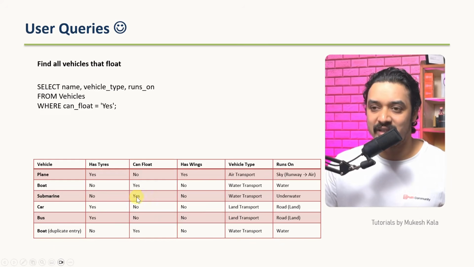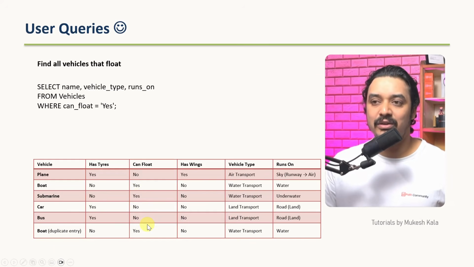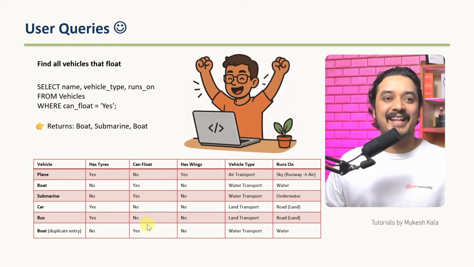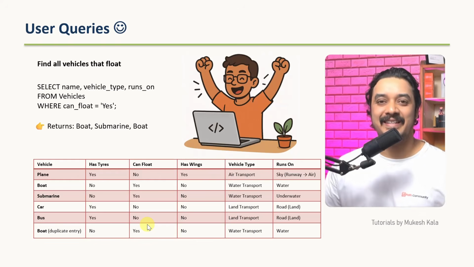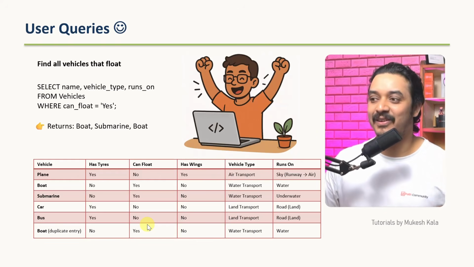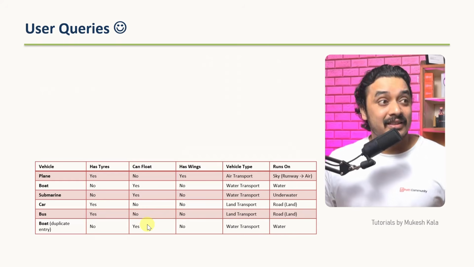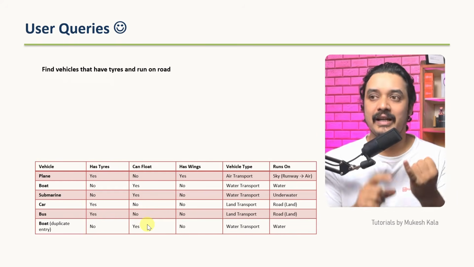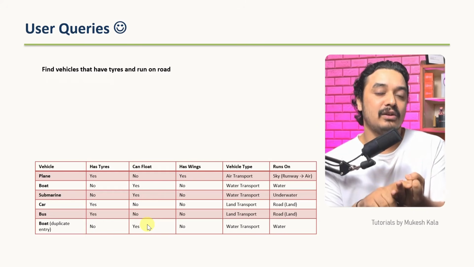So can float is yes for the submarine and the boat. And boom, you get the boat, submarine, and the boat, because it's a duplicate entry. The developer is super happy, super excited. Yes, my database is working as expected. Hold on to that thought. Now the next query: the user says, find me the vehicles that have tires and can run on road.